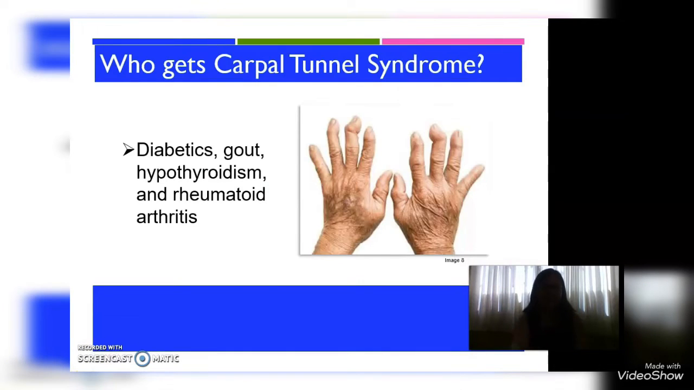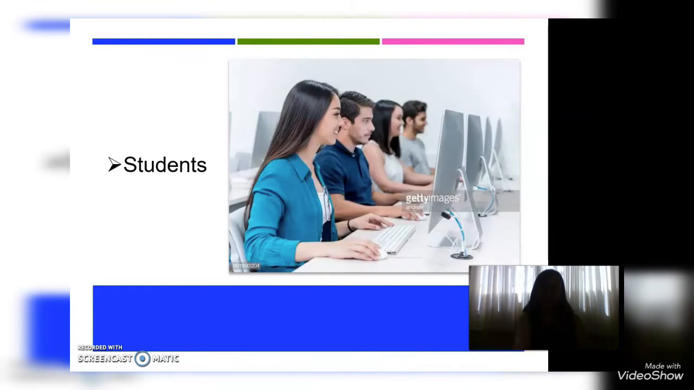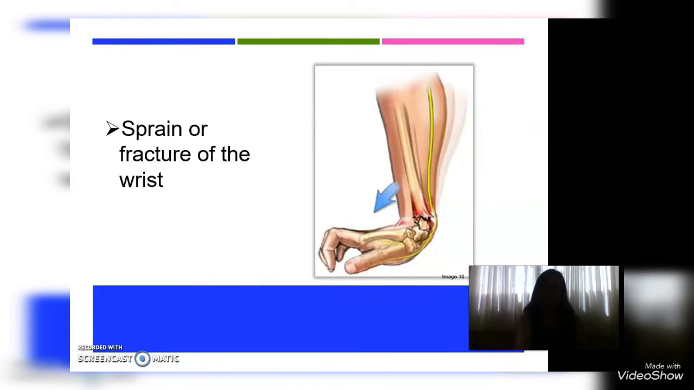Who gets carpal tunnel syndrome? Diabetics, gout, hypothyroidism, and rheumatoid arthritis. Teachers, students, pregnancy, or people with sprain or fracture of the wrist. Then the doctor will present the causes of this syndrome.